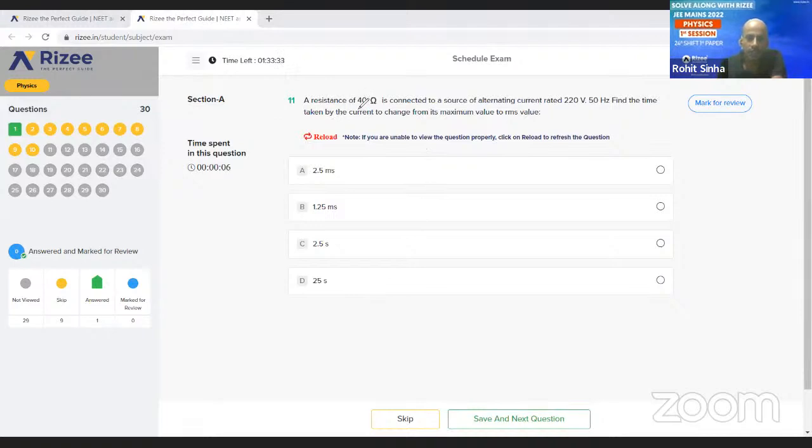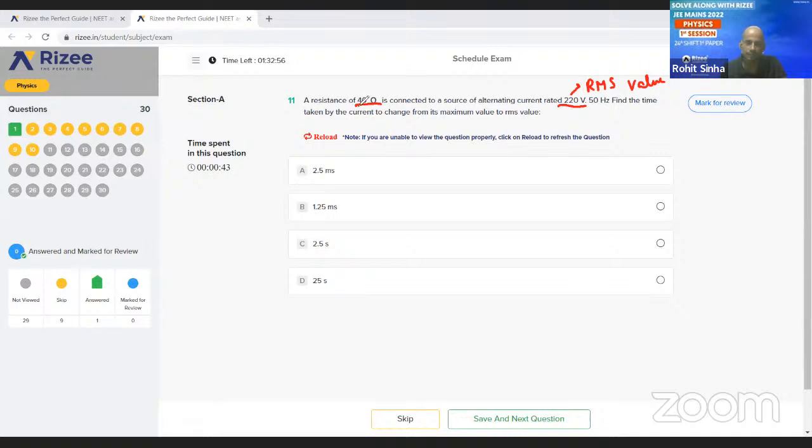See here, it is telling that a resistance of 40 ohm is connected to a source of alternating current. Now you remember, this question came from alternating current, and you know that the value of the voltage given is the RMS value. It is telling that the resistance is 40 ohm. Find the time taken by the current to change from its maximum value to the RMS value. Now how will we do this?